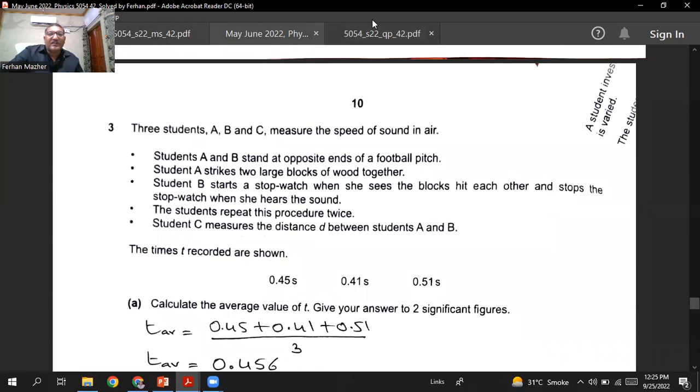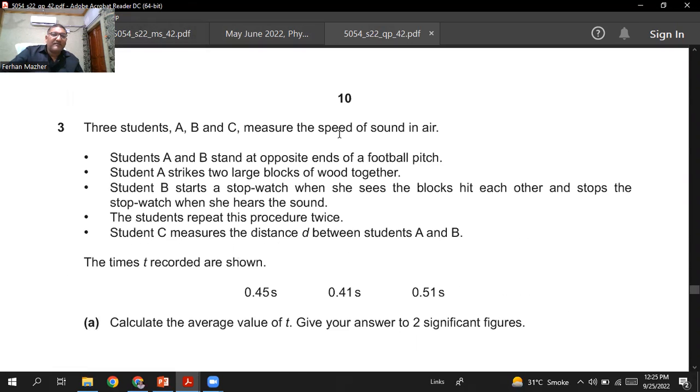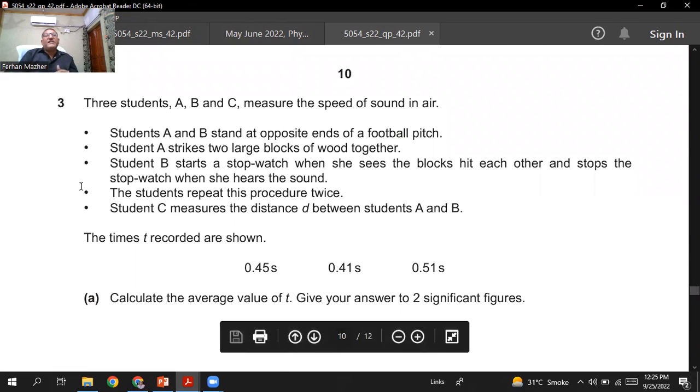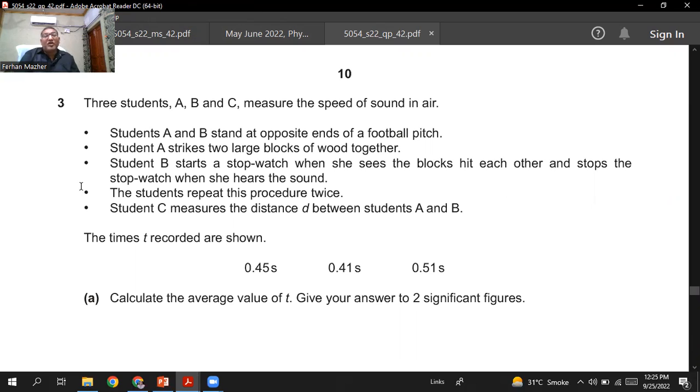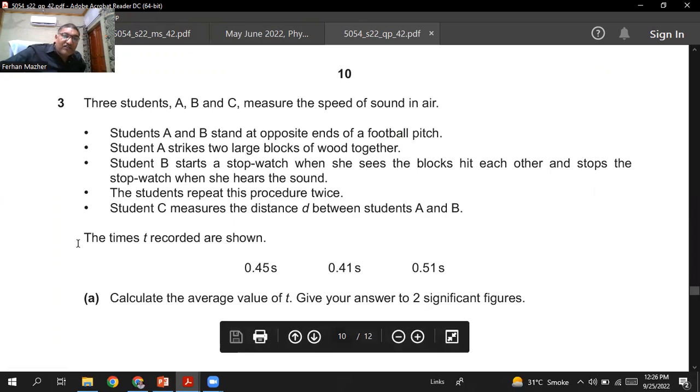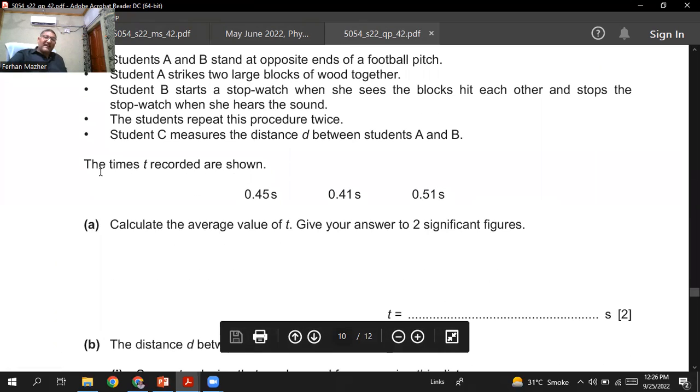Okay, so we are going to the next question. The next question is question number 3. Three students A, B, and C measure the speed of sound in air. Student A and B stand at opposite ends of a football pitch. Student A strikes 2 large blocks of wood together. Student B starts a stopwatch when she sees the blocks hit each other and stops the stopwatch when she hears the sound. The student repeats this procedure twice. Student C measures the distance D between student A and B. The times T recorded are 0.45 seconds, 0.41 seconds, 0.51 seconds.